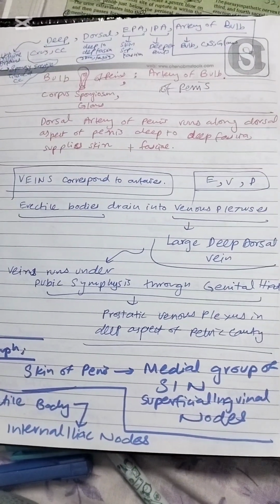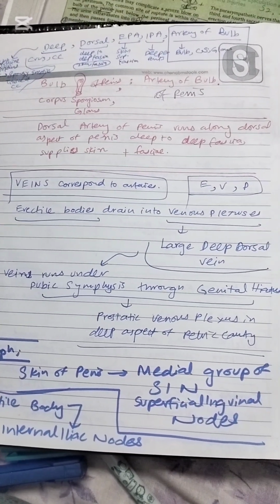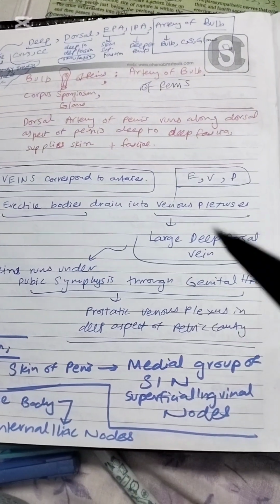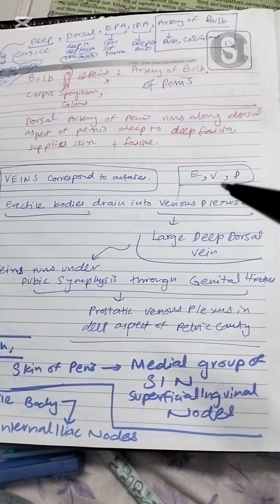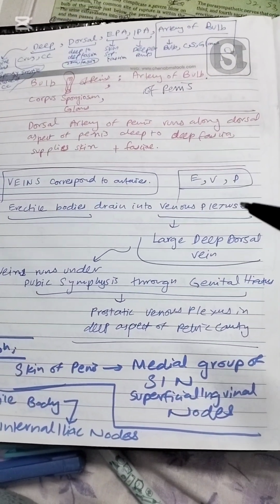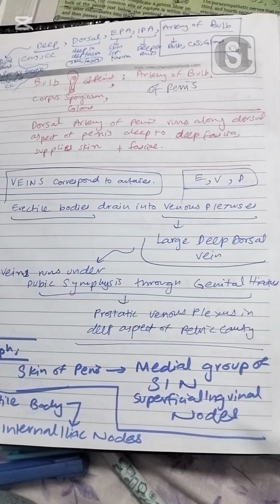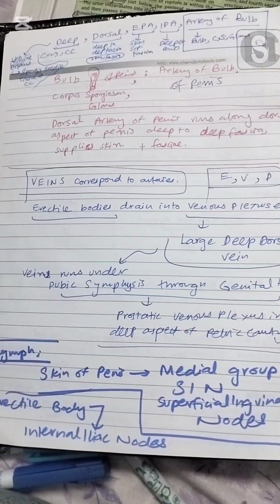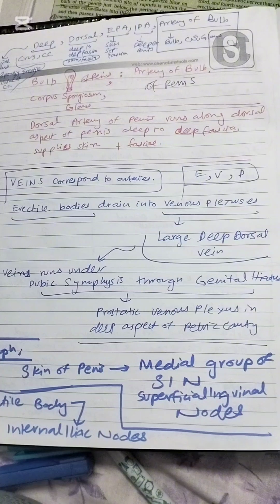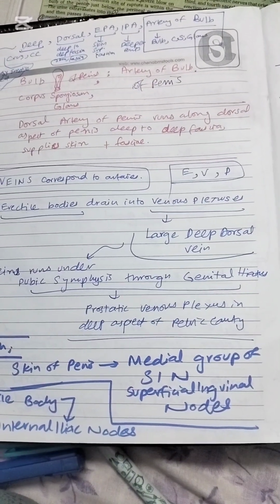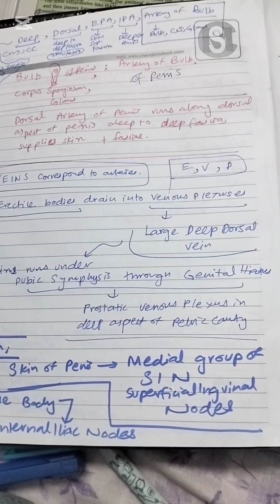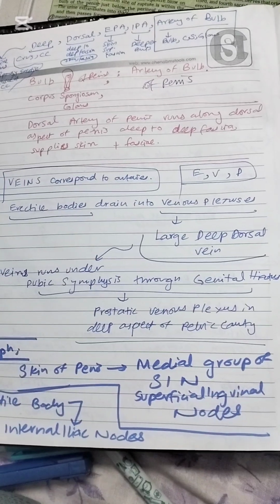Okay. Veins are going to correspond to the arteries. EVD, please remember EVD for that. Erectile bodies are going to drain into venous plexuses with V, which are going to drain into the deep dorsal veins. Okay, large deep dorsal veins, EVD. And the veins are gonna run under the pubic symphysis through the genital hiatus. And then they're gonna go towards the prostatic venous plexus in the deep aspect of the pelvic cavity.